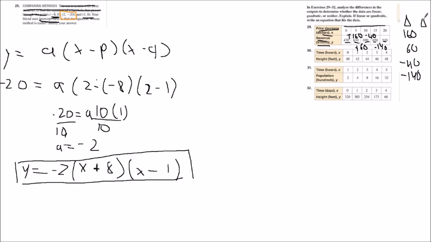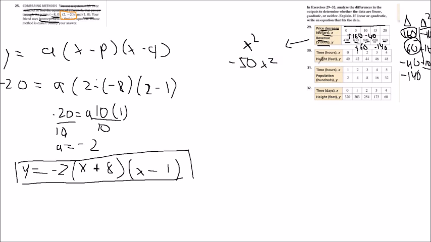So now we find the second difference, which is delta squared. We take this number, we take this number, and then subtract. So 60 minus 160 is negative 100. Negative 40 minus 60 is negative 100. And then negative 140 minus negative 40, negative 100. Now the second differences are constant, therefore this equation is a quadratic. It's an x squared. And the leading coefficient is negative 100 divided by 2, which is negative 50x squared.